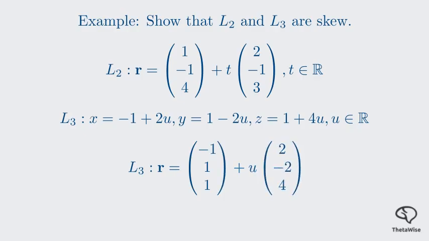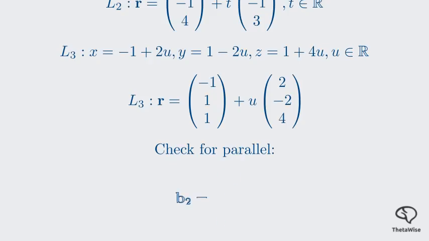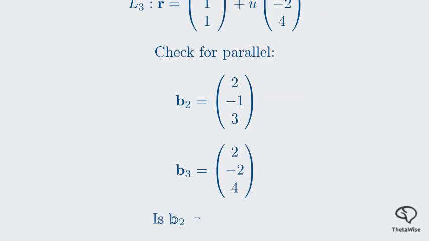Before we equate them, let's check if the lines are parallel. We compare their direction vectors. The direction vector for L2 is (2, 1, 3). The direction vector for L3 is (2, 2, 4). They are not scalar multiples of each other, so the lines are not parallel. Since they are not parallel, they must either intersect or be skew.